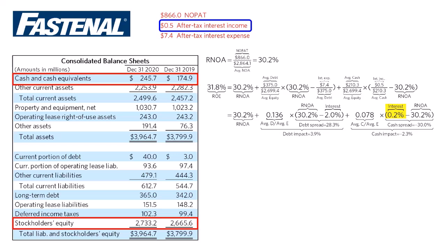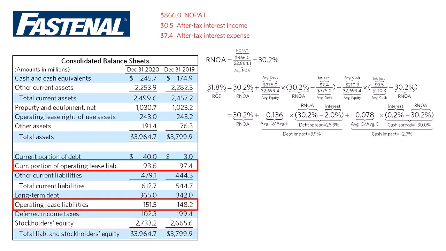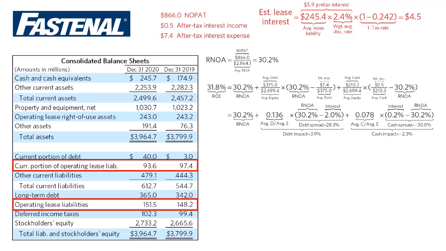after-tax return of 0.2%. To compute adjusted metrics that treat operating leases as debt, we need to include operating lease liabilities with the debt. We also need to reclassify some of the rent expense to be treated as interest expense. For this, we'll take the approach used by Standard & Poor's. Specifically, we estimate the interest expense by multiplying the average lease liability by the 2.4% implied lease interest rate, which Fastenal discloses in the notes to its financial statements. After adjusting for taxes, the estimated lease interest is $4.5 million.